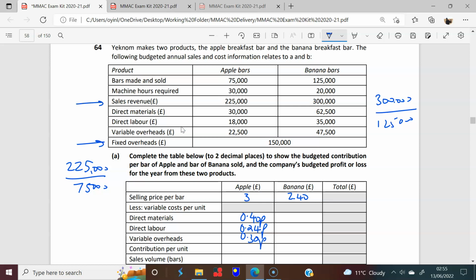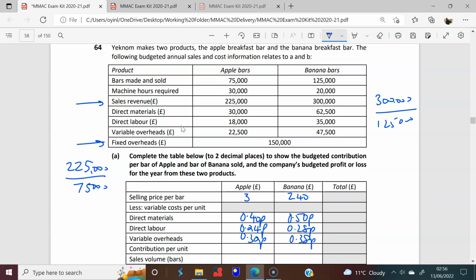And then we move on here, and we have the materials. We have 62,500 divided by the 125,000 bars, which is 50p. Then we have the direct labor, which is 35,000 divided by the 125,000 bars, which is 28p. And finally, we have the variable overheads of 47,500 divided by the 125,000, which is 38p.